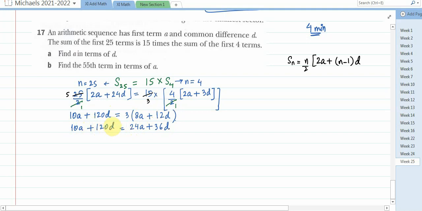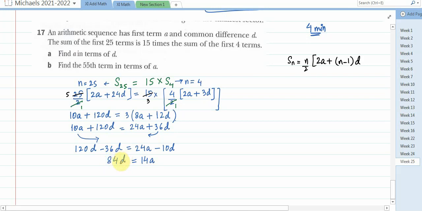Now we need to simplify to make a the subject. So I will shift 10a on the right side. So 24a is already present, and 10a it will be minus 10a. Similarly on my left side 120d is present, 36d on the left side it will be minus 36d. 24 minus 10 it's 14a, and 120 minus 36, that is 84.